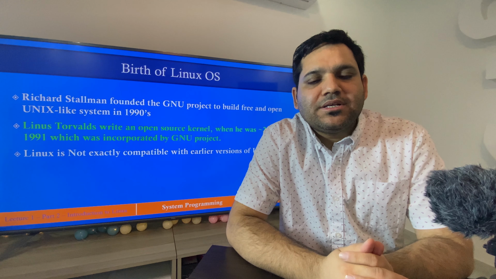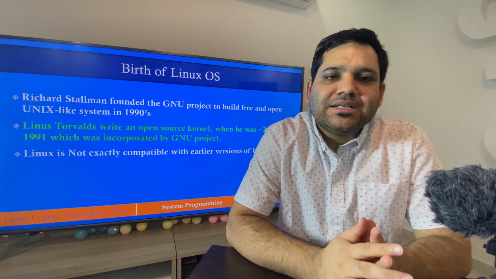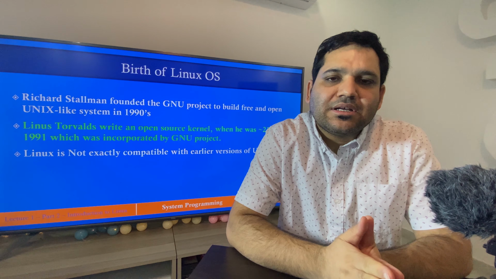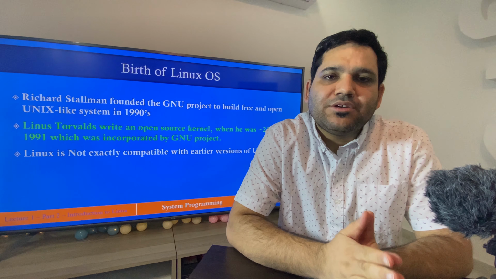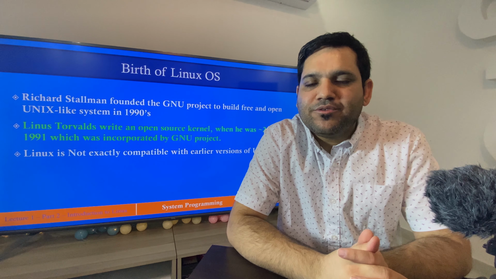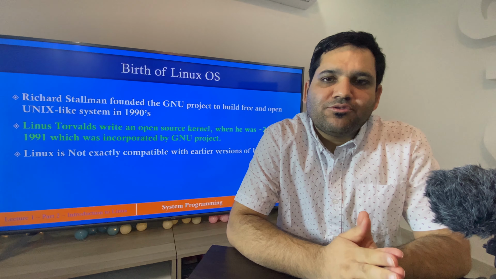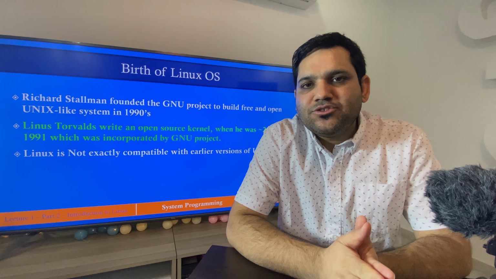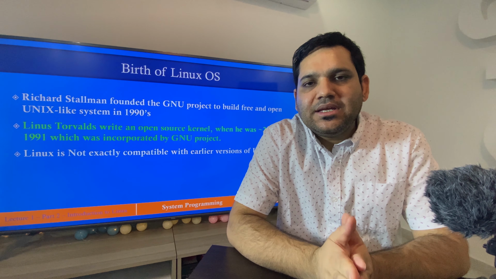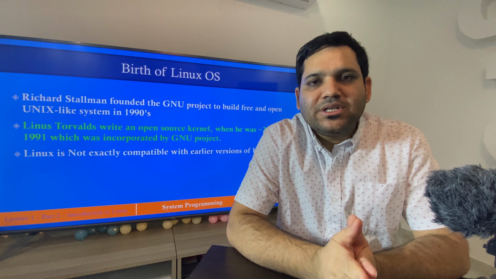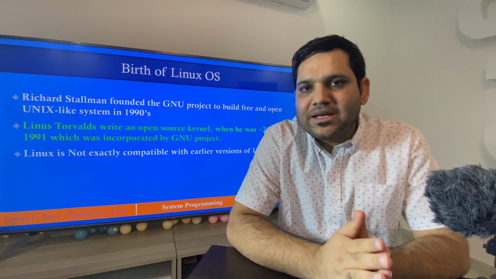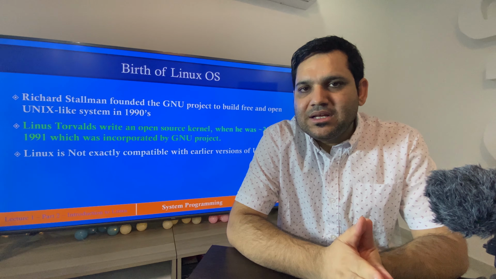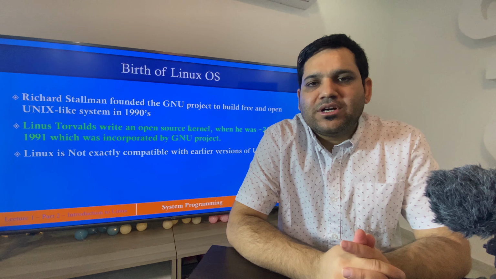Let's talk about the birth of the Linux operating system. As I discussed earlier, the Unix operating system was a commercial operating system and it was not available freely for everyone, and it used to cost around $20,000. So Richard Stallman founded the GNU project in the 1990s to build a free and open source Unix-like operating system, and he almost succeeded in 1991, but at that time the kernel was missing.